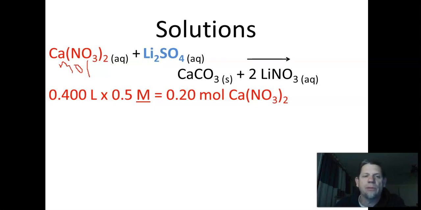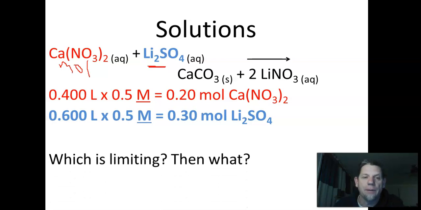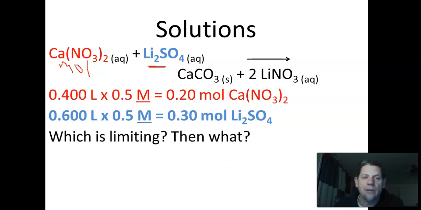But what about the lithium sulfate? How many moles of that did we have? Well, it's 600 milliliters, so that's 0.6 liters, times 0.5 molarity, and we're going to get 0.30 moles of the lithium sulfate. So again, there's more of the lithium sulfate than there is of the calcium nitrate. That means the calcium nitrate is our limiting reactant. Okay? If that's our limiting reactant, what does that tell us? Well, in the balanced equation, for every one of these that we react, we make one of these. Okay?